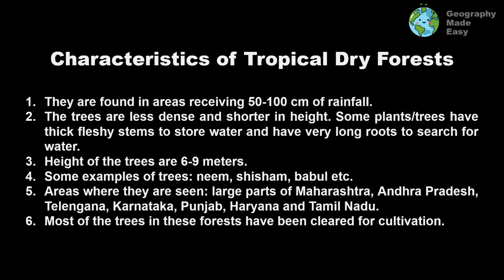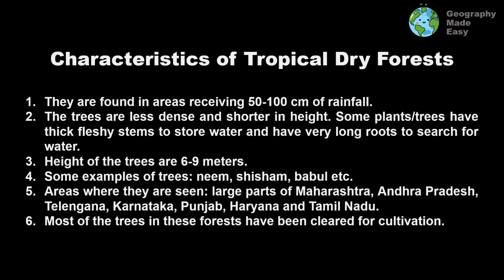So what are the characteristics of tropical dry forests? They have rainfall which is 50 to 100 centimeters. This is the average rainfall. Trees are less dense and shorter in height. Some plants have fleshy stems and long roots to search for water. So tropical dry forests can also be called semi-arid forests.